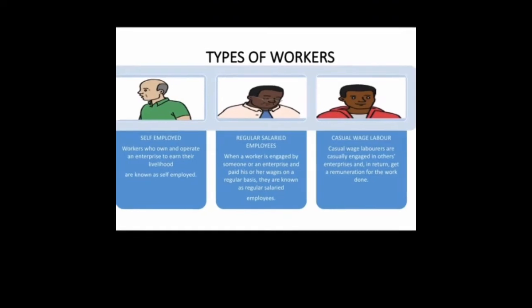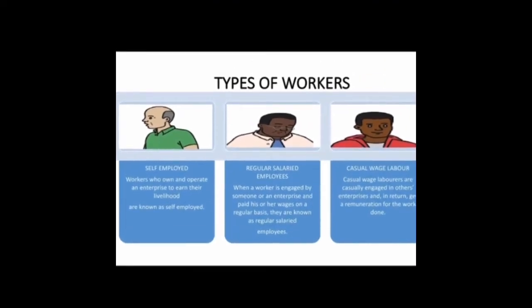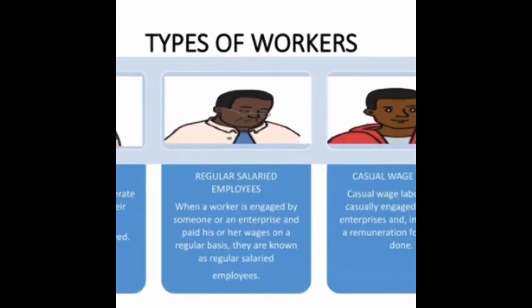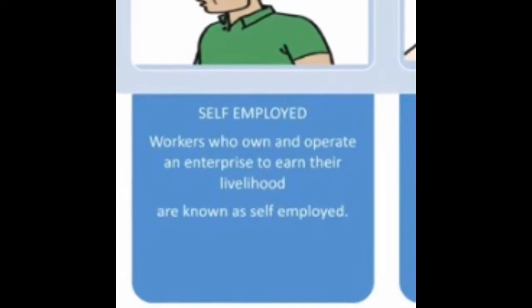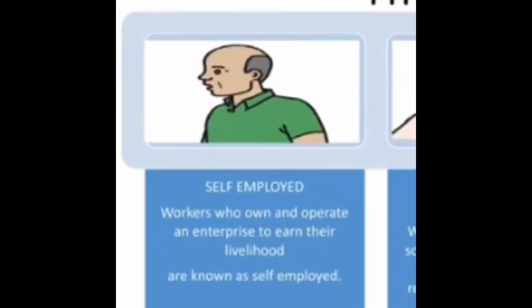Now, let us discuss the type of workers. There are basically two types of workers. One is self-employed and the other is hired worker. Now, the first one, self-employed, are the workers who own and operate the enterprise to earn their livelihood. So they become self-employed. For example, a shopkeeper is a self-employed.